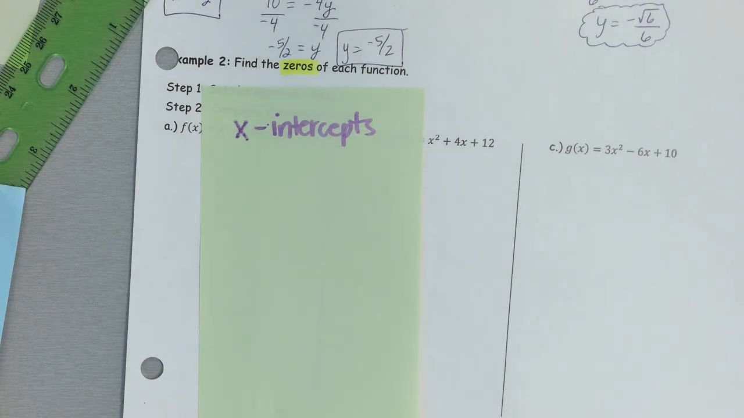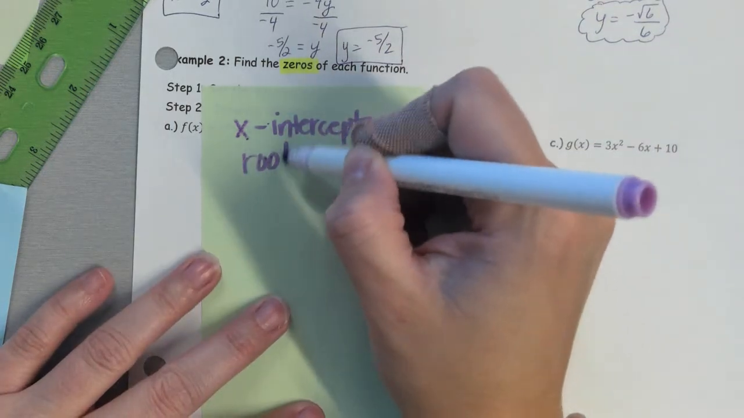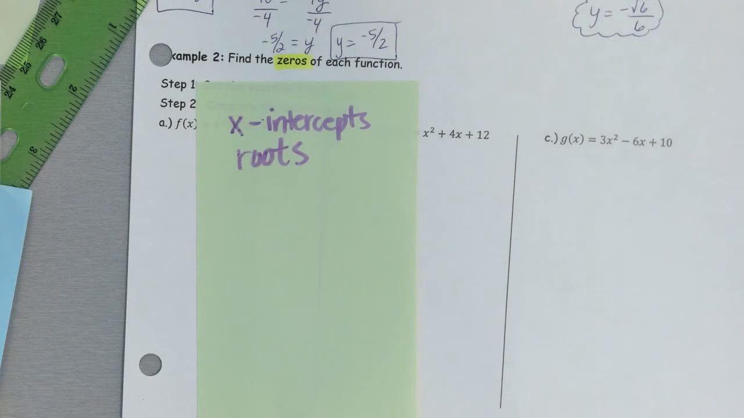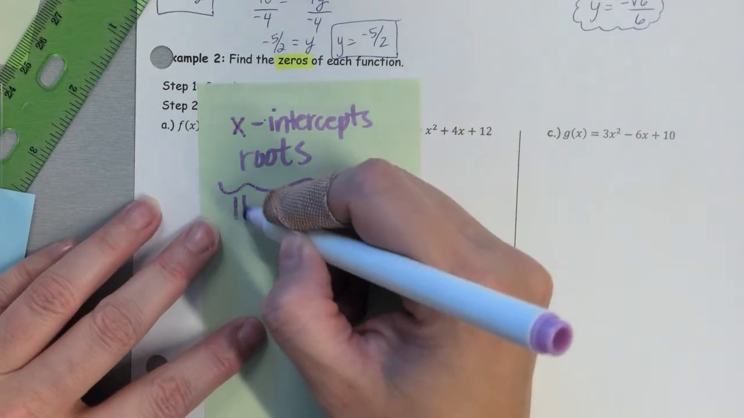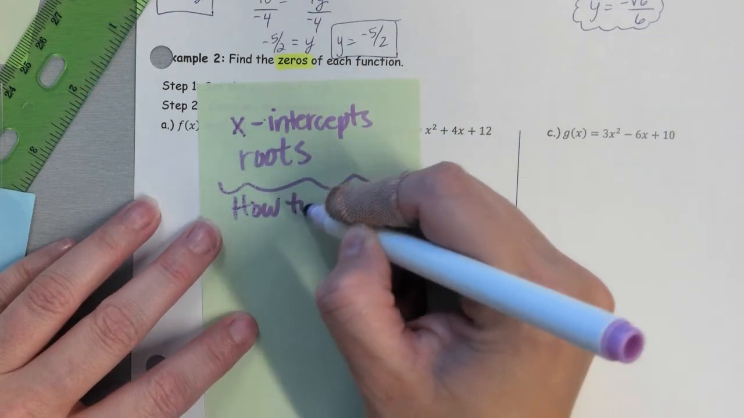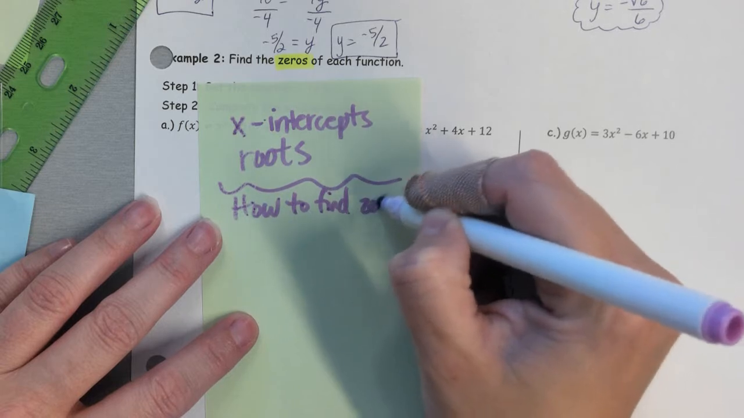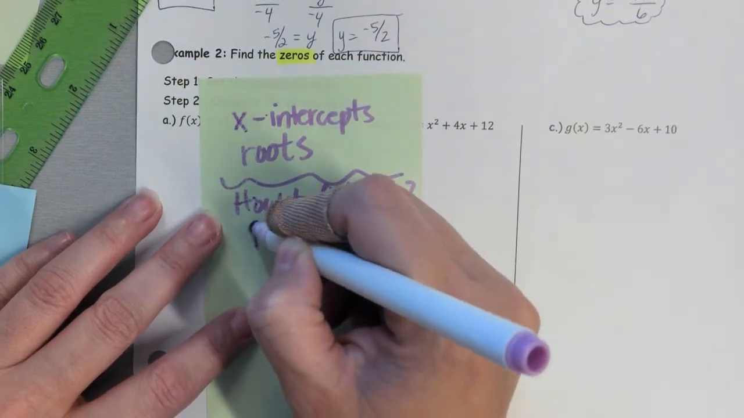They're also called what? Starts with an R. Grows on trees. On the ground, technically. Roots. Okay, so x-intercepts, roots. Sometimes it just says to solve, and that's what you're finding: the zeros, the x-intercepts, and the roots. Now, we've actually gone over many ways to find zeros. How to find zeros. Okay, what's one way?